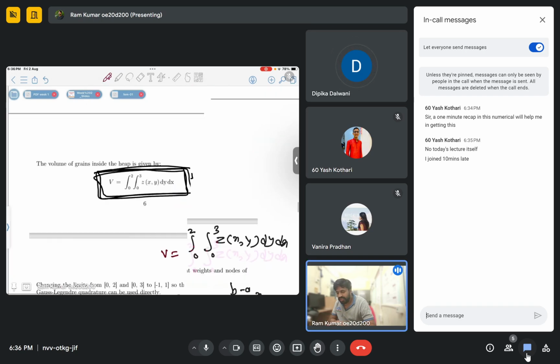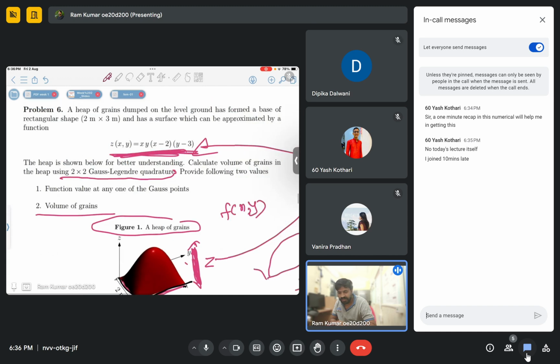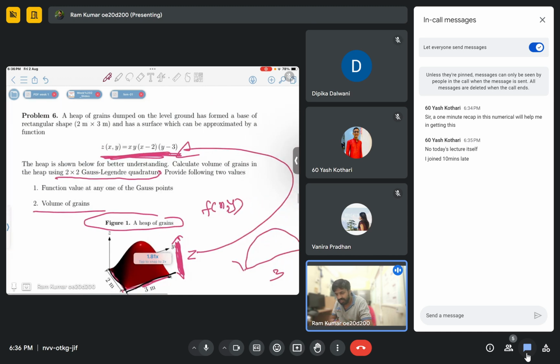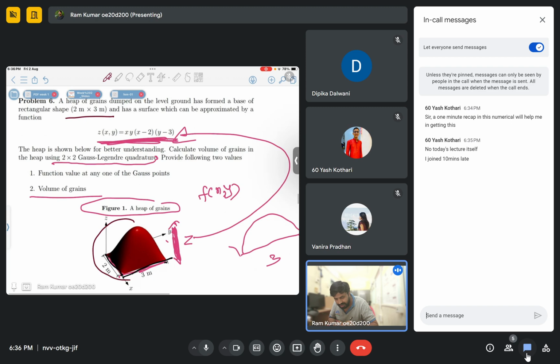Okay, so you can just go through this numerical and we have to solve. Okay, I will explain once more, then both of you will start. So we are having a case where we are throwing some stone or grains on the floor and they are making a heap. So they are saying some grains they are dumping on the floor and that grains are making this heap structure.